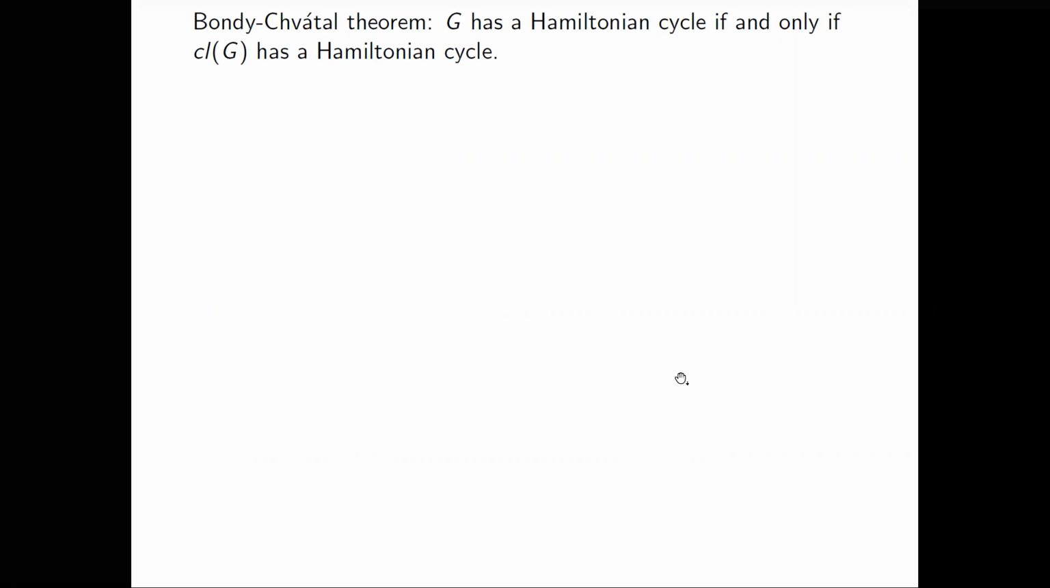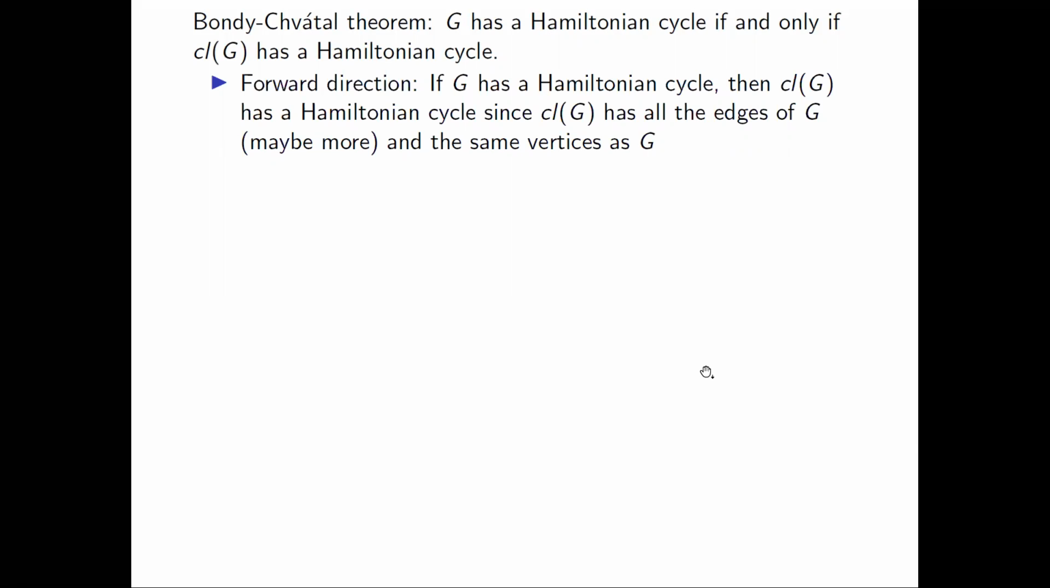So we'll assume that G has a Hamiltonian cycle. We need to use that to prove that the closure of G has a Hamiltonian cycle. And that's pretty much immediate, because if G has a Hamiltonian cycle, the closure of G has all the edges of G with possibly some extra ones, and it has the exact same vertices as G. So we can just take the Hamiltonian cycle in G, and that gives us a Hamiltonian cycle in the closure of G. So that's the whole forward direction. So we have the implication forward.